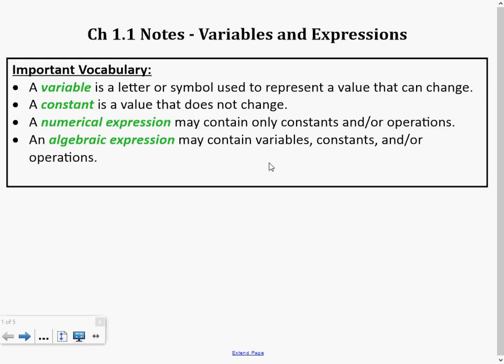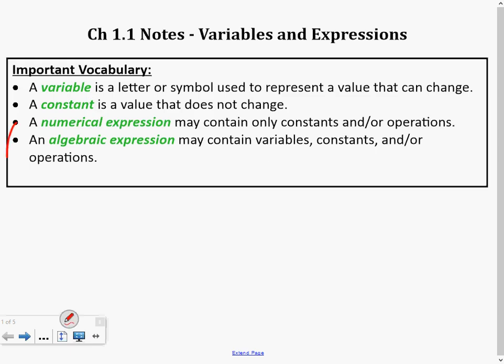So we have 4 important vocabulary words here. Variable probably sounds pretty familiar. That's just a letter or a symbol that we use to represent a value that can change. A constant is a value that does not change, so that's just going to be a number. And then we have 2 types of expressions that we're going to talk about here.